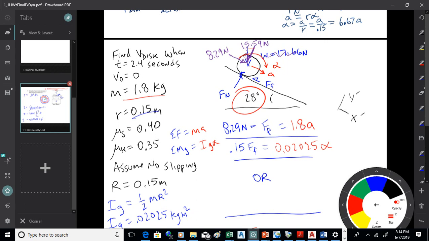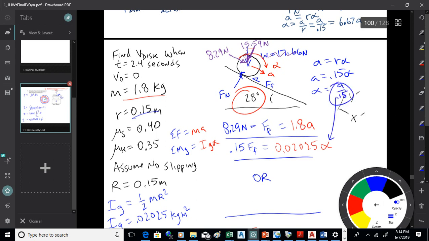All right, and you can work through that and see that there's no slipping. When you have no slipping, what that leads to is A equals R alpha. So A is 0.15 alpha. So alpha would be A over 0.15. So you could take that and plug it in there. And then you're just going to have two equations and two unknowns, and you can solve for A.